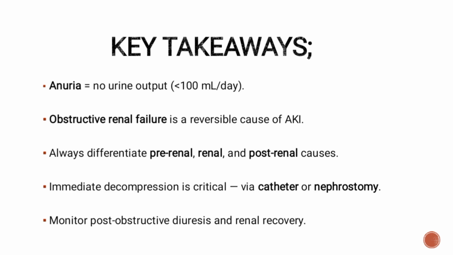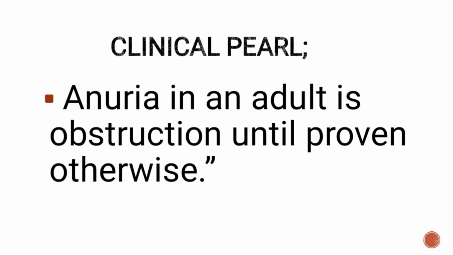What are the key takeaways from today's lecture? To summarize, not all anuria is renal failure and not all renal failure is irreversible. The key lies in recognizing obstruction early and intervening promptly. So always remember this principle, because missing an obstructive cause can cost a patient their kidneys, while timely drainage can restore function completely. So anuria in an adult is obstruction until proven otherwise.